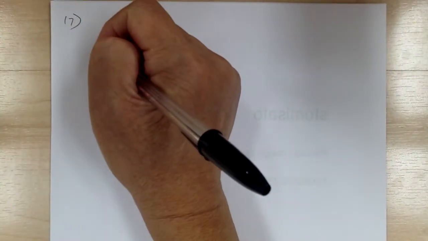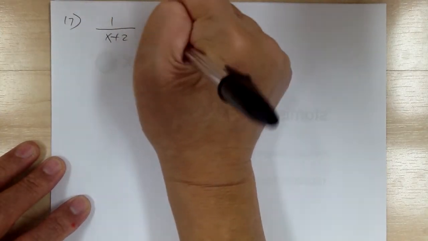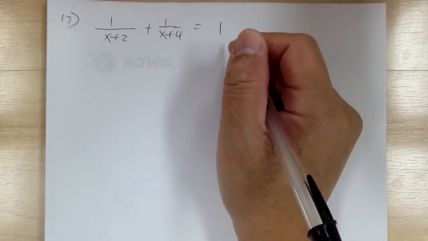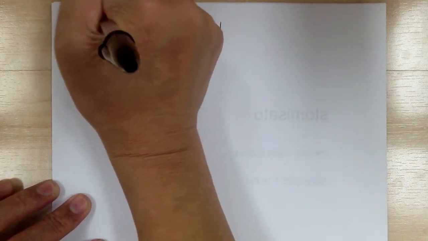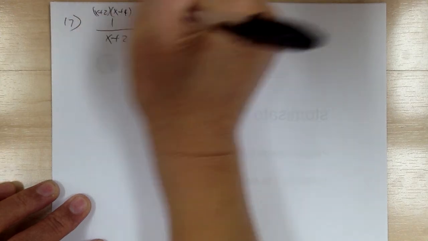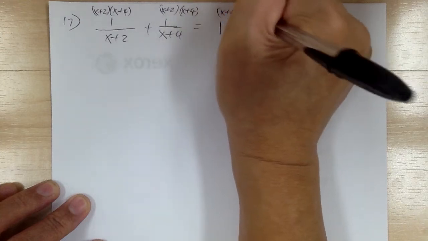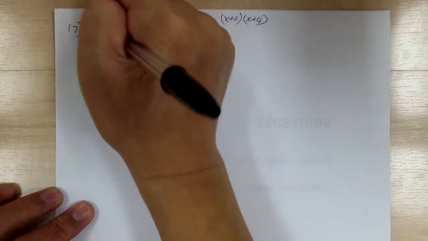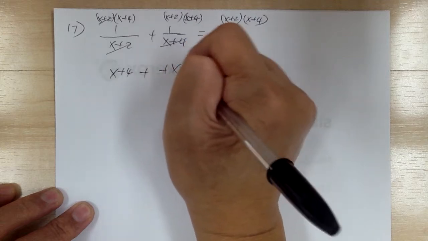Okay, let's go to 17. Okay, you got 1 over x plus 2 plus 1 over x plus 4 equal to 1. So let's go and multiply the common denominator to get rid of the fraction. So common denominator would be x plus 2, x plus 4. Okay, so this will cancel out, so I get x plus 4. This cancels out, so I get x plus 2.